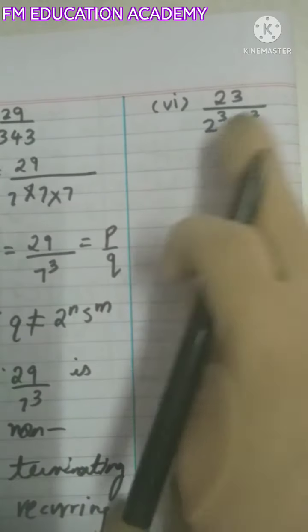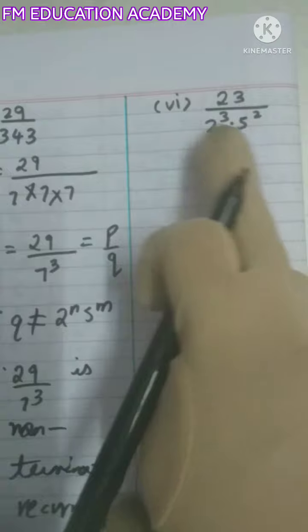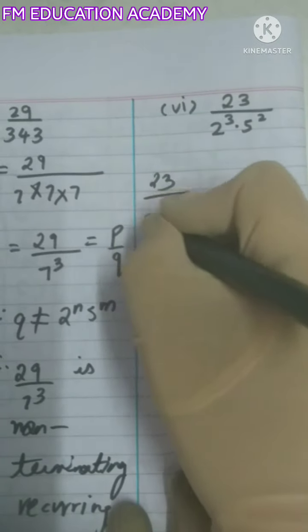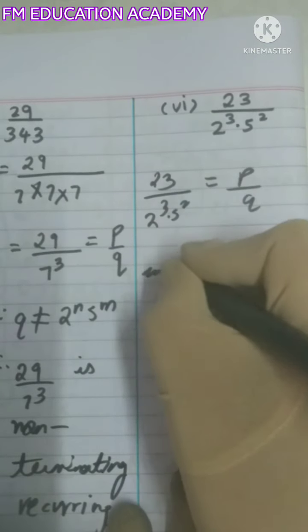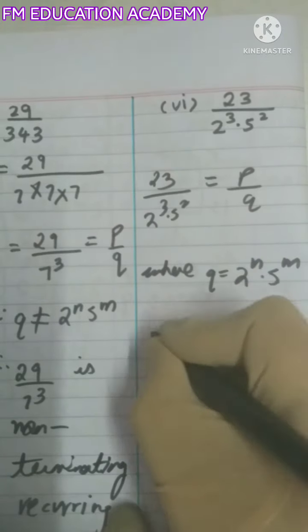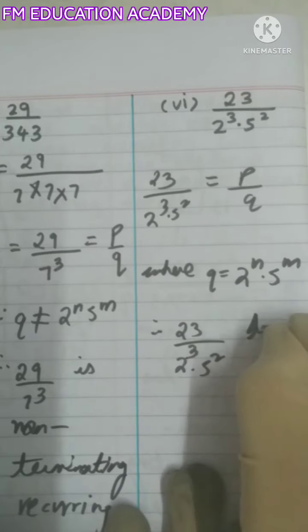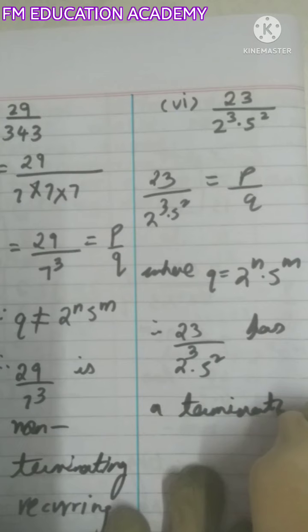Sixth bit, 23 by 2 cube into 5 square. Directly it gave us the form 2 power n into 5 power m. So we can write 23 by 2 cube into 5 square is equal to p by q, where q is equal to 2 power n into 5 power m. Therefore 23 by 2 cube into 5 square has a terminating decimal expansion.